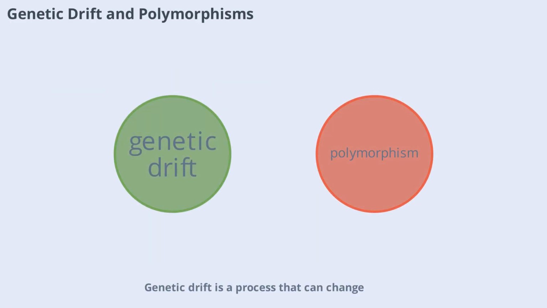Genetic drift is a process that can change the frequency of polymorphisms in a population over time, especially in small populations. Unlike natural selection, genetic drift is random and can lead to the loss or fixation of certain genetic variants. This process contributes to the genetic uniqueness of isolated populations and can influence the prevalence of certain traits.